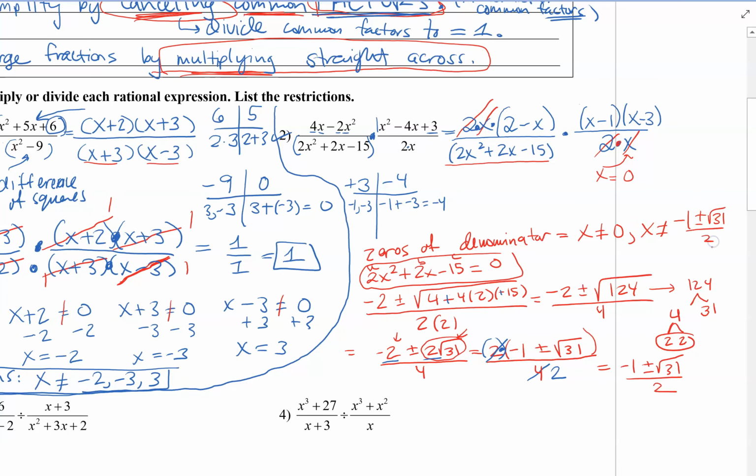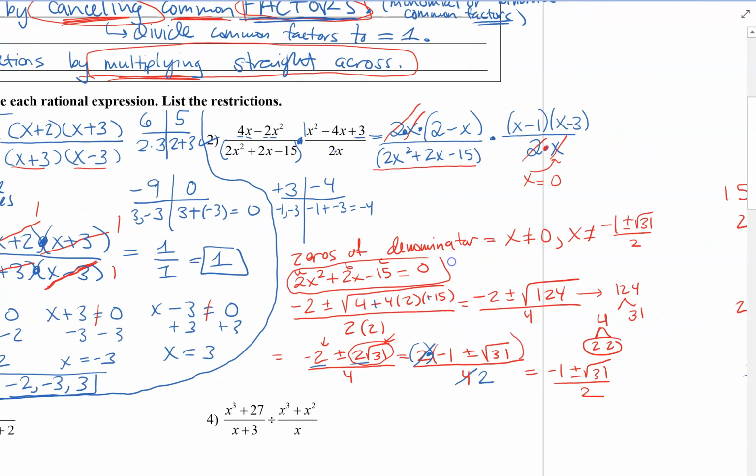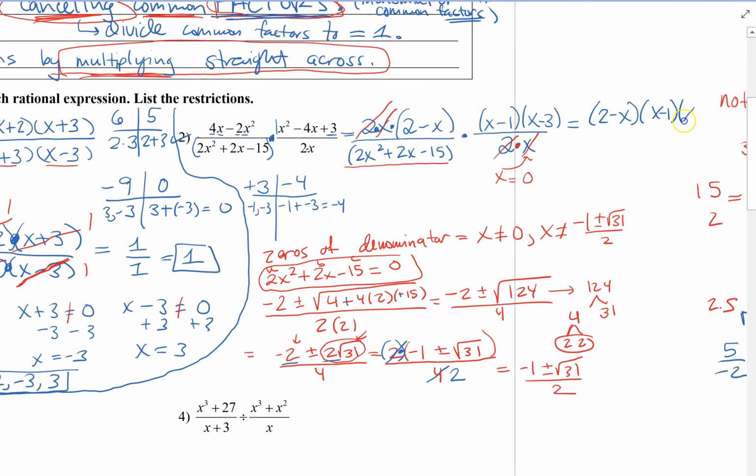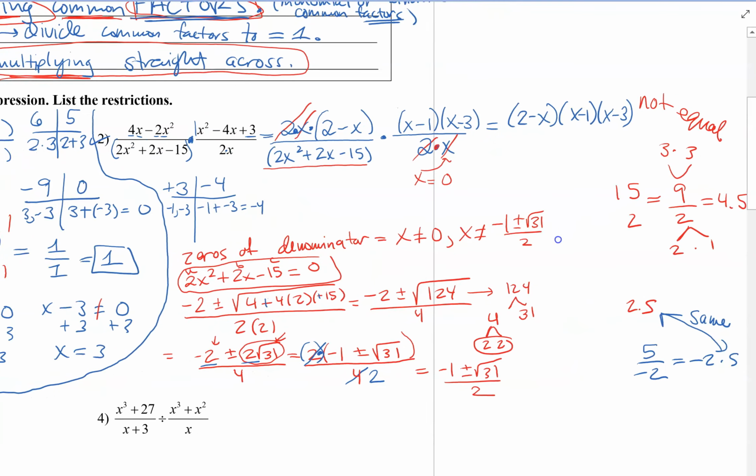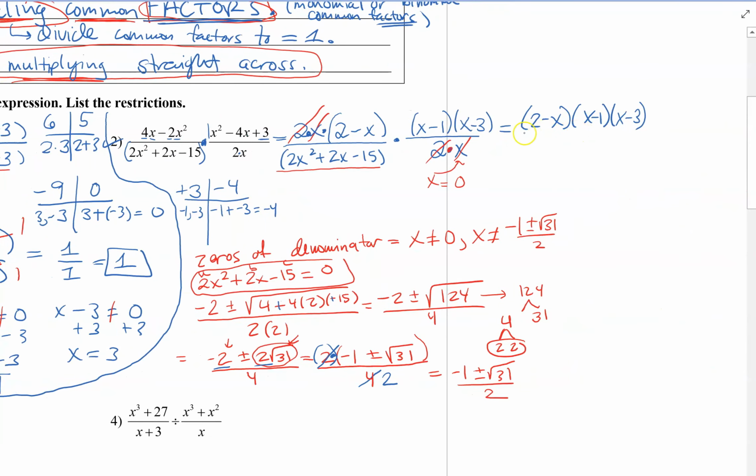So as long as x is any other value besides these 3, then I can cancel these out here and multiply the rest of it straight across to give me my final answer. You don't have to FOIL these, you can just leave them factored. So it would be 2 minus x times x minus 1 times x minus 3 in the numerator, and then all of that is being divided by this quadratic, 2x squared plus 2x minus 15.